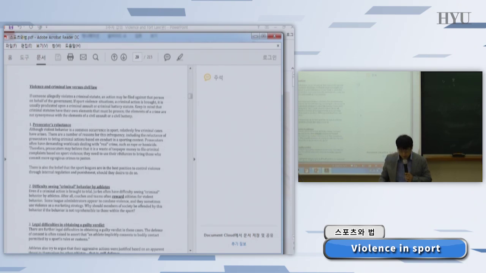As you can see, the regulation in terms of fines to the players, coaches, and officials, all the fines and all the penalties will come out of these regulations and bylaws.